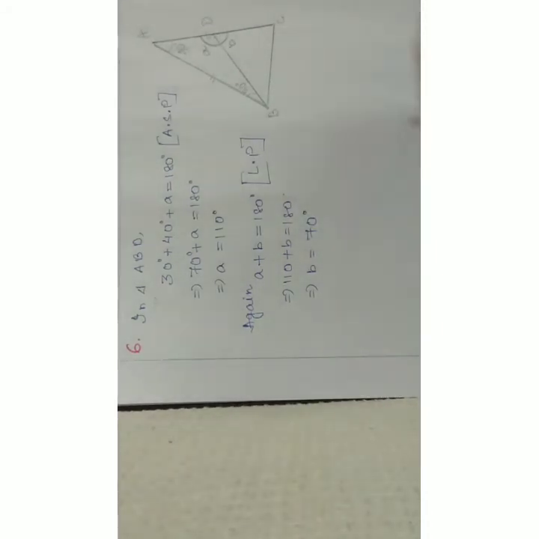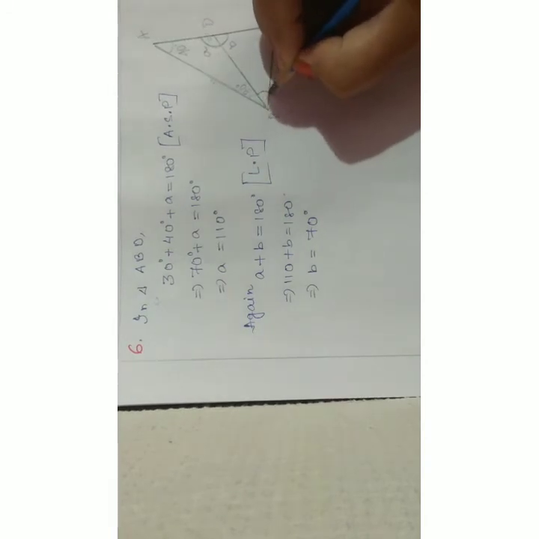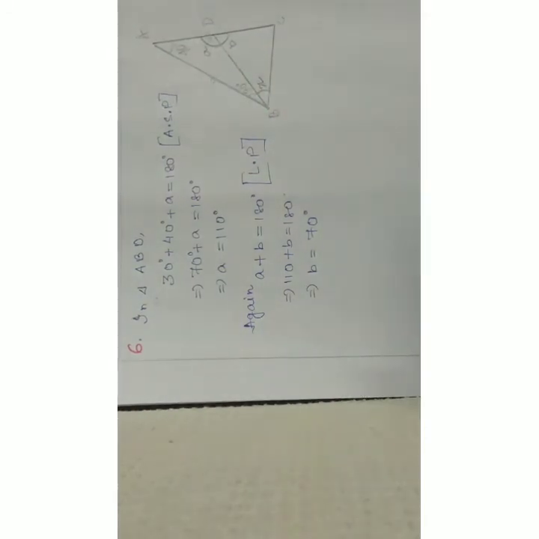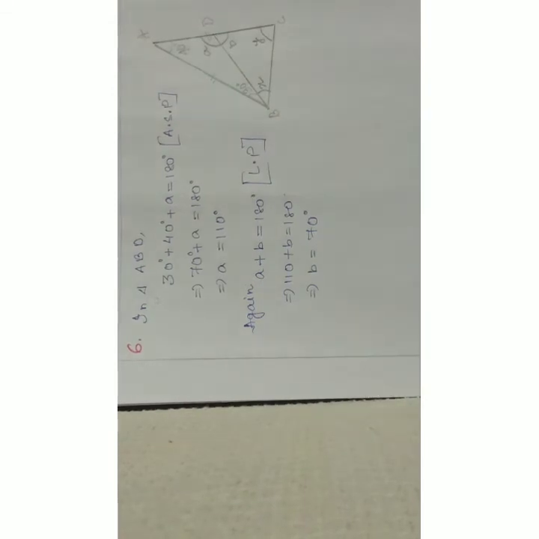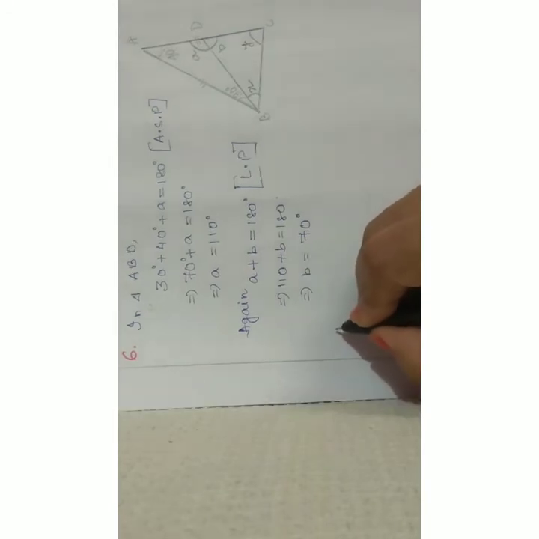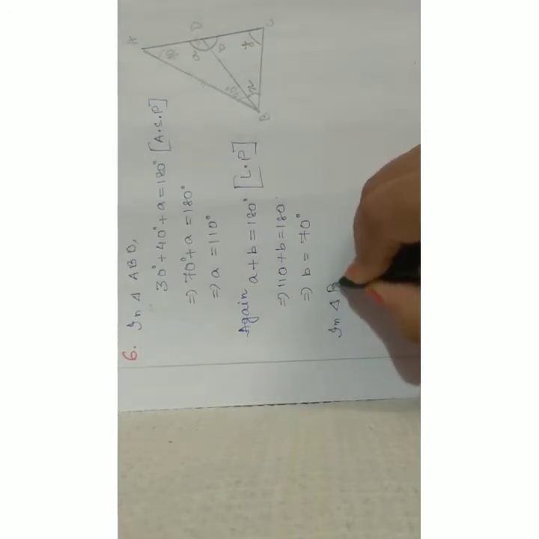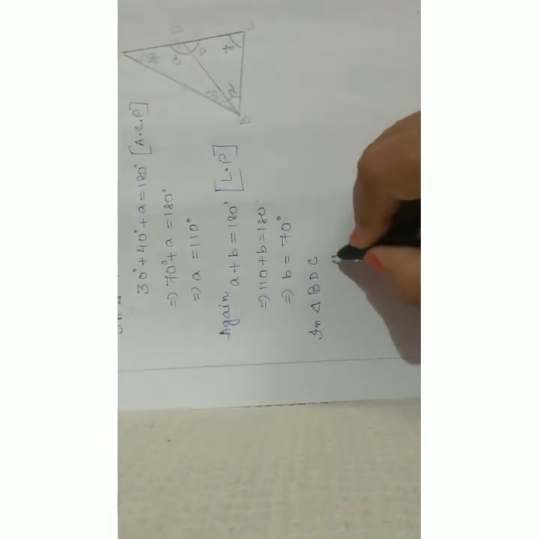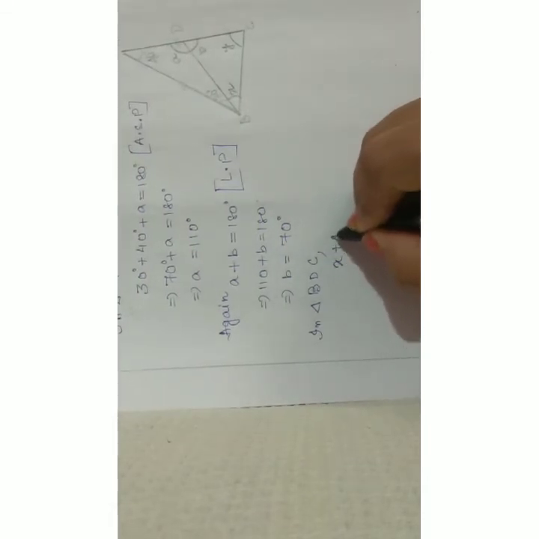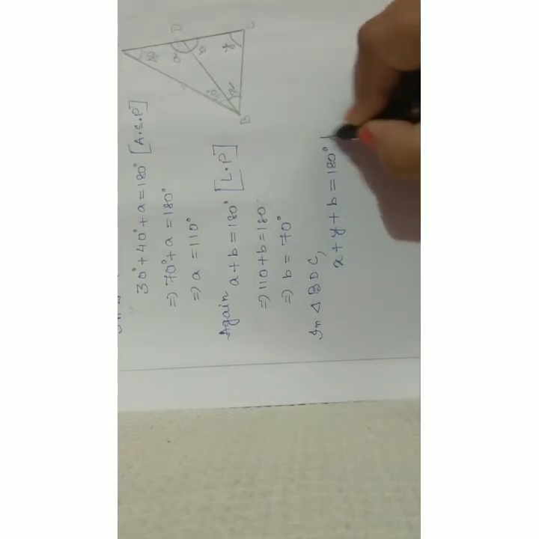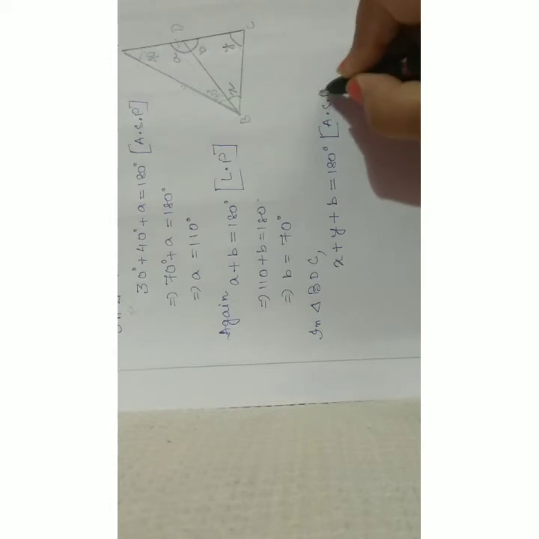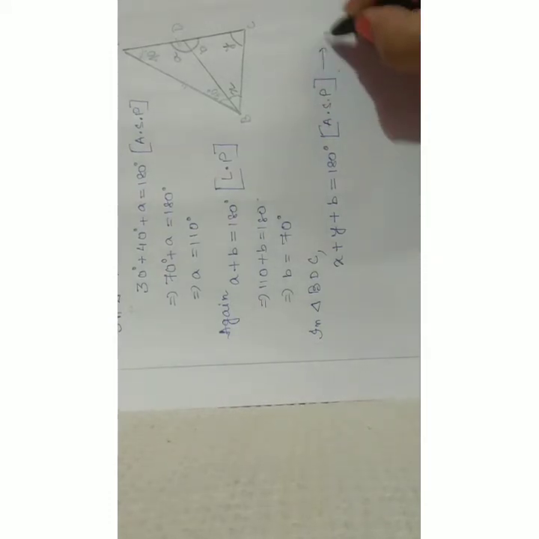Now, let us consider this part as X and this part as Y. Okay? So, in triangle BDC, X plus Y plus B equals 180 degrees, angle sum property. This is equation number 1.